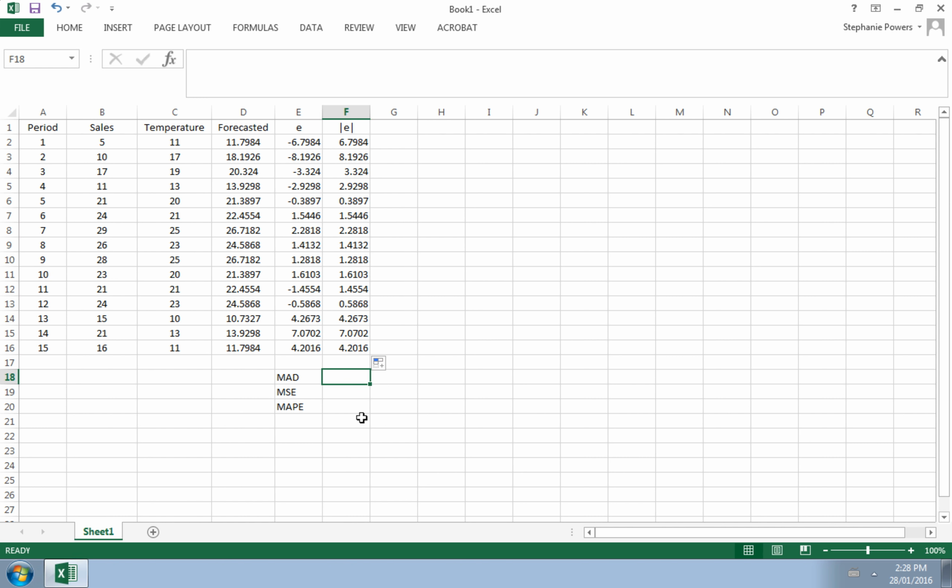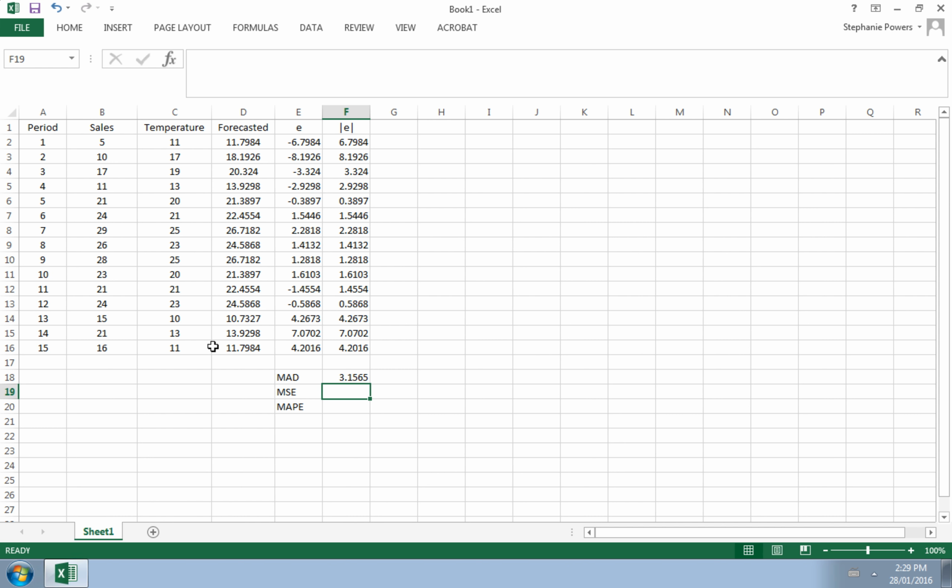To find the mean absolute deviation, all we have to do is do equals average, open parentheses, and highlight the absolute value of the errors. All we're doing is finding an average of those absolute forecasting errors. So we find that our mean absolute deviation is 3.1565. Well, is this good or bad?